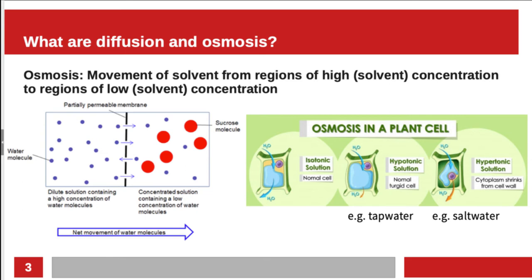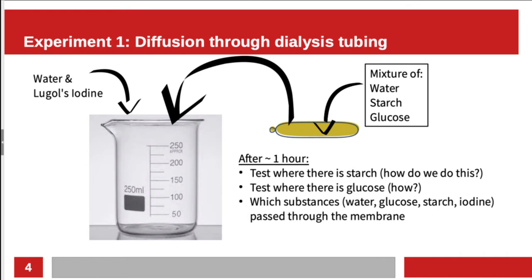Okay, so let's get into what we're actually going to be doing in the lab this week. This lab is really simple, but it takes a little bit of time, and so when you arrive in class, I want you to get going as quickly as you can with it. And there are basically two experiments. The first experiment looks at diffusion through dialysis tubing.